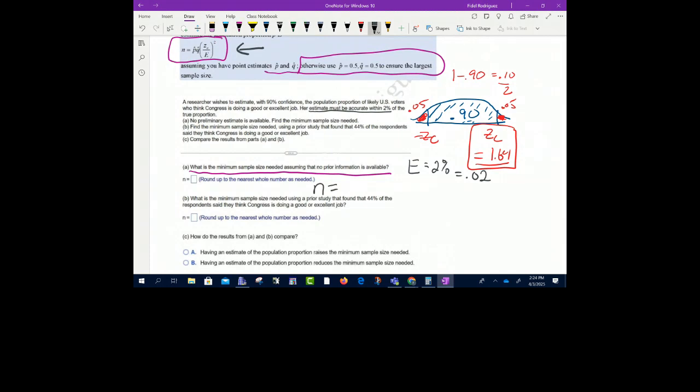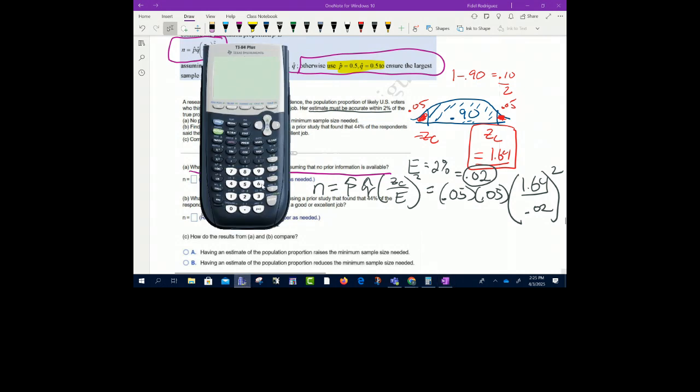N equals, if we don't have any information, we're supposed to assume that our P hat and our Q hat are both going to be 0.5. So the formula says P hat, Q hat, and then in parentheses, my Zc value divided by the error, all squared. So my P hat, we're going to put 0.05. My Q hat, we're also going to go 0.05. Our Zc value we just got to be 1.64, divided by the error, which we said was 0.02, and we're going to square all that.